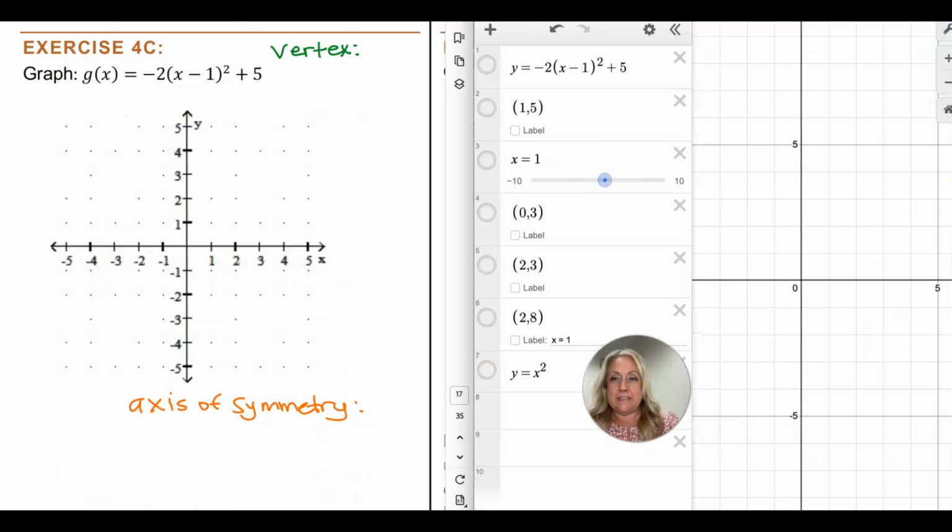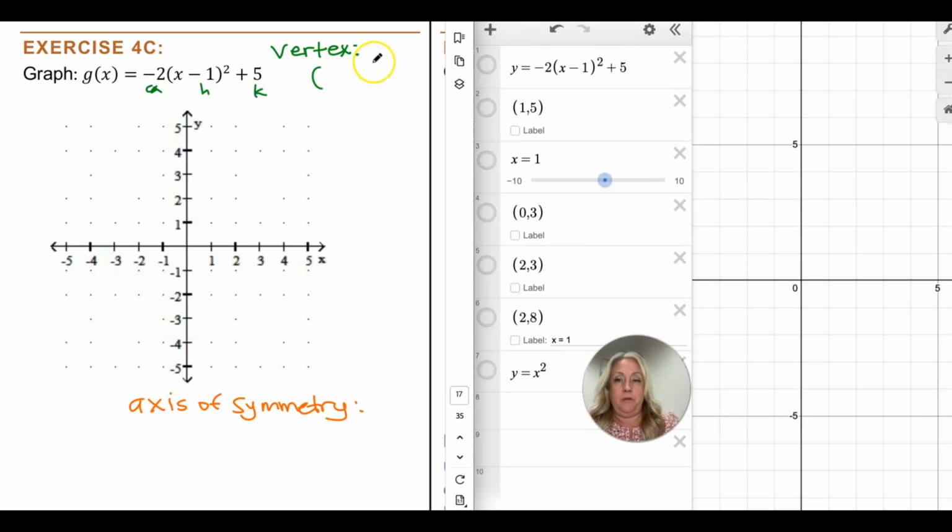I'm going to zoom in on this one, and let's go ahead and try exercise 4C. So on this one, again, we want to know what the vertex is. And remember, our h and k is what tells us what that is. So remember, I'm going to write this underneath here. We've got our a, our h, and our k.